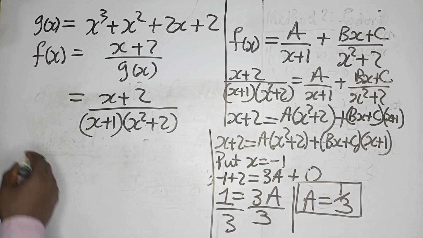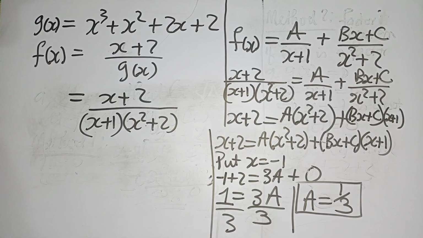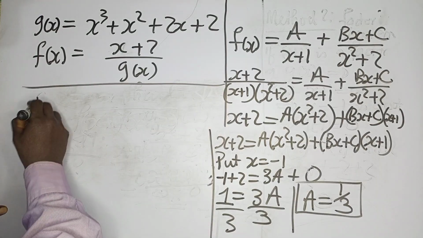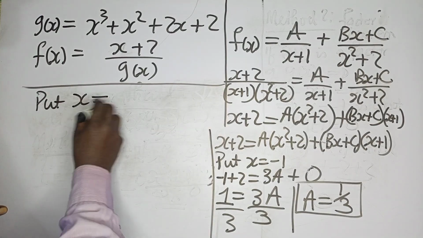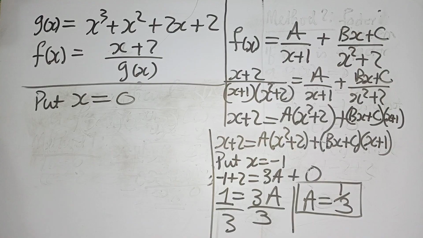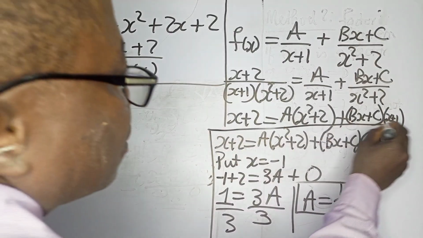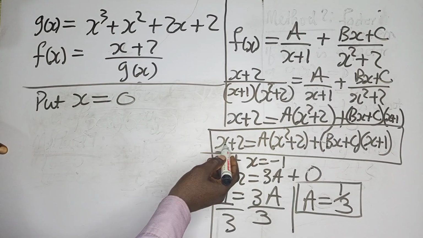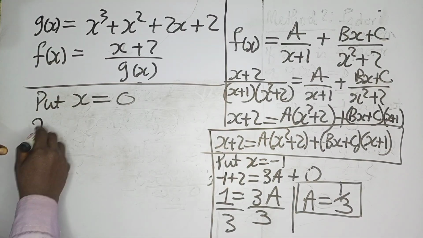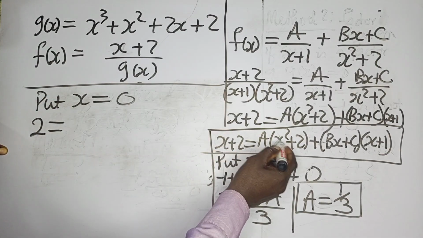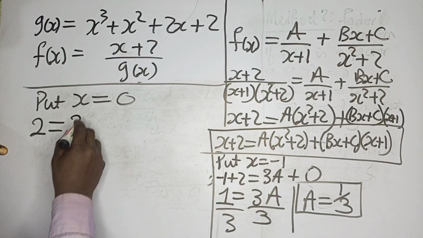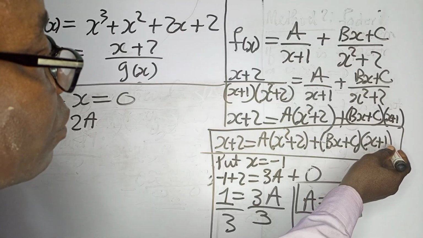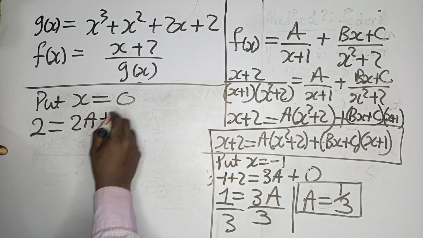So we'll go ahead now and say put X equals 0. Okay, we're working with this. Put X equals 0. So we have 0 plus 2, we're going to have 2. 0 squared is 0 plus 2, so we have 2a. 0 multiplied to b is 0. Then we'll have c. 0 plus 1 is 1. 1 multiplied to c is c.